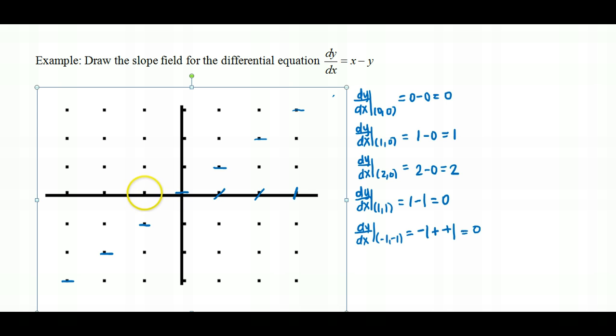So now over here off to the left, I have the coordinate point -1, 0, so -1 minus 0. So this point will have a slope of -1. Here I'll have -2 minus 0, so -2.